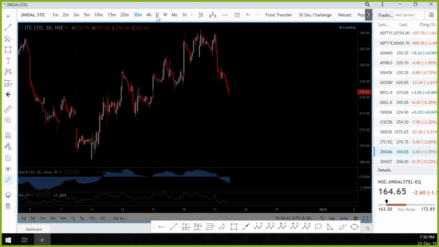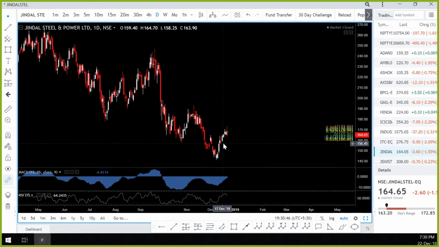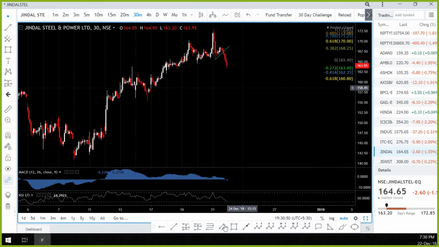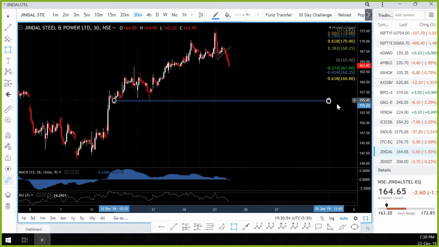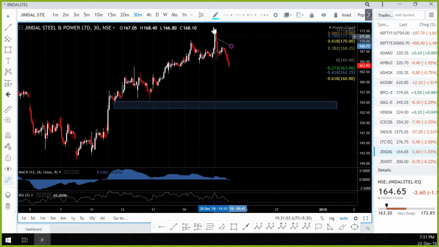Jindal Steel, this is still in consolidation, but this is breaking this structure down. This is actually a similar structure to ITC. So you look for this setup until this; I think that should be your zone. Somewhere here you have a trend for a downside, but don't count that because that's not the complete structure for the downside.